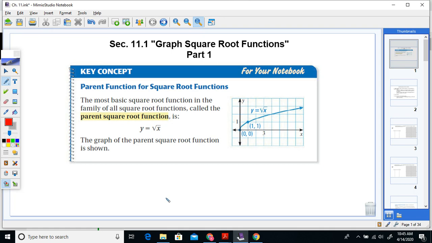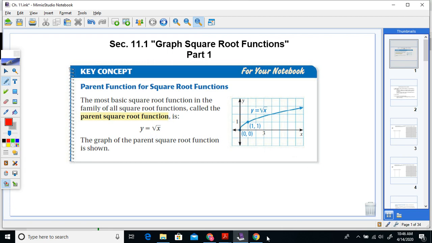Hey algebra students, in this video we're going to talk about graphing square root functions. This is going to be part one of the video, the most basic square root functions. So a square root function just means that there is a radical or square root within the function. This is the most common, most basic square root function called the parent square root function, y equals square root of x.